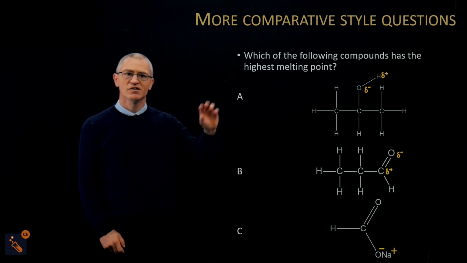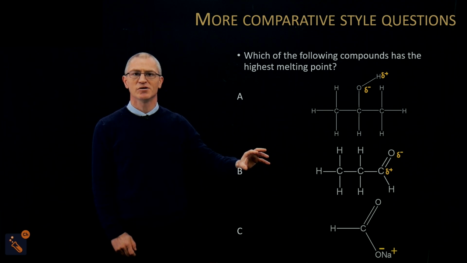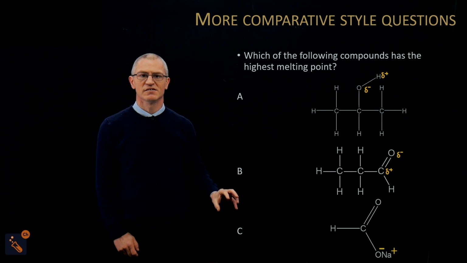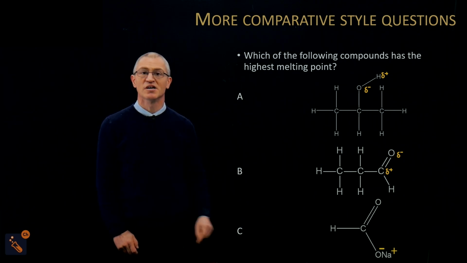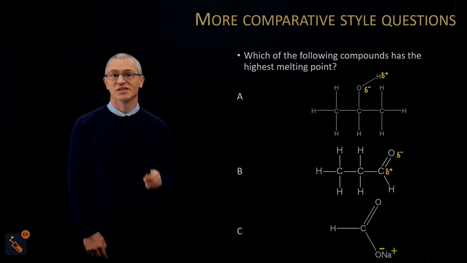Now, if we do it in order, we can see that A has hydrogen bonding, B has permanent dipole-dipole, so the lowest melting point is going to be B, then it's A, then it's C because of the ionic bond. So look for an ionic bond, because it can happen, the examples can be given.